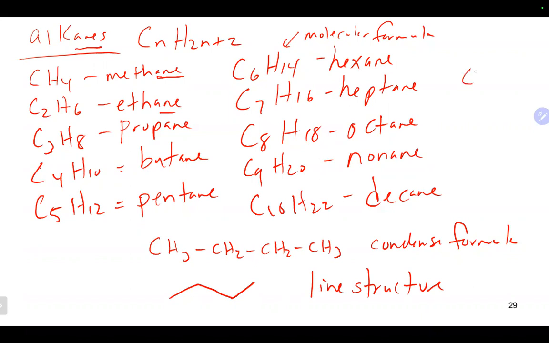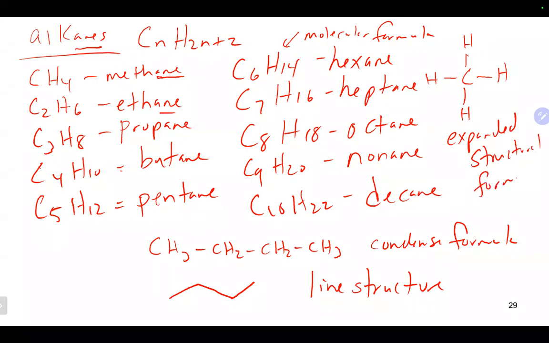And I'll just draw methane since there's not a lot of room here. Something like this, where you draw out everything, is sometimes referred to as the expanded structural formula, kind of like a Lewis structure in a sense. So those are 3 very common formulas we see a lot in organic chemistry.